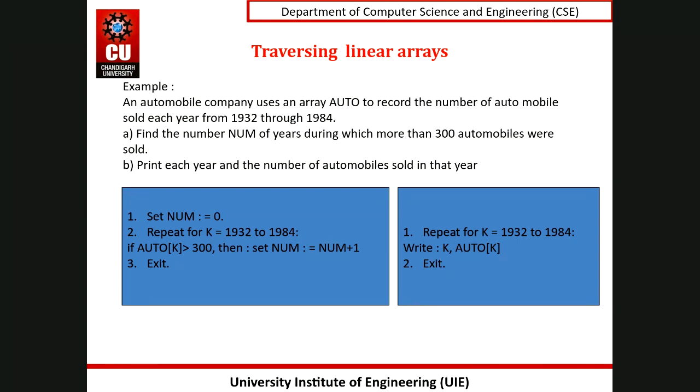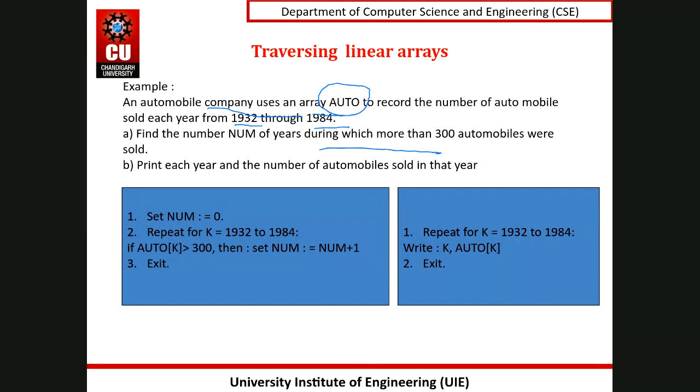There is one problem, again the same problem that we have seen earlier. There is an automobile company which keeps a record in an array named auto. The array is keeping the records from 1932 to 1984. Find the number of years for which more than 300 automobiles were sold. Can you write the algorithm for this?